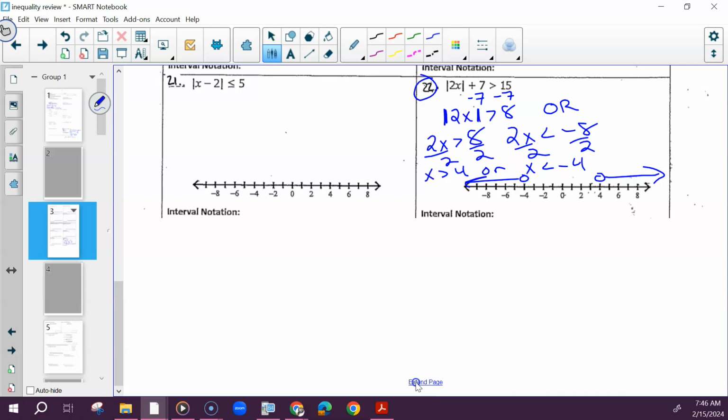And then your interval notation starts at -infinity, stops at -4. Make sure you have the word OR. Starts again at 4, ends at infinity. Everything is parentheses. Other questions on this page?